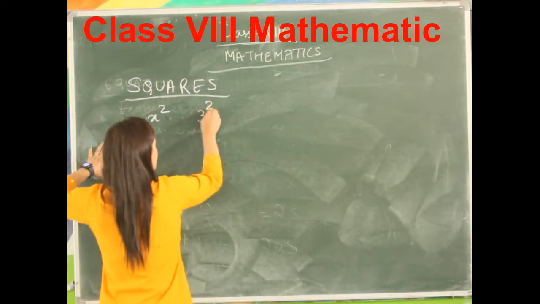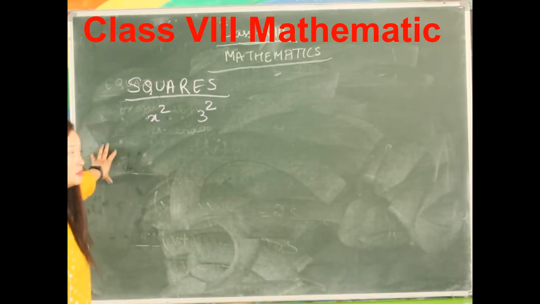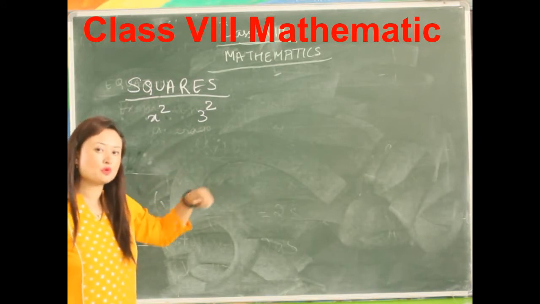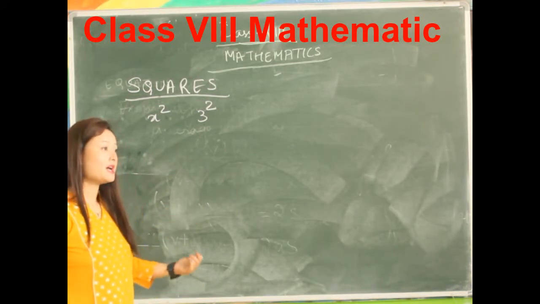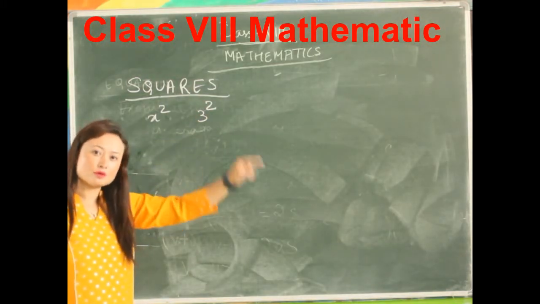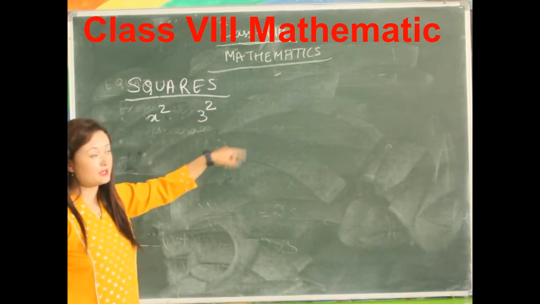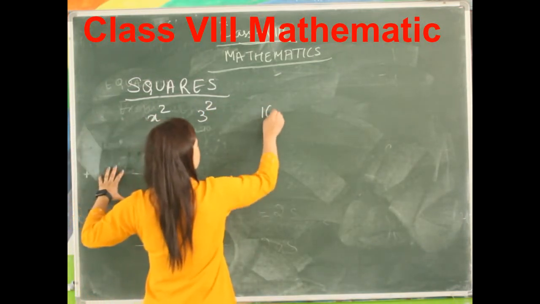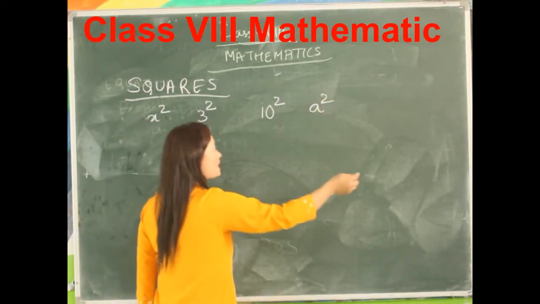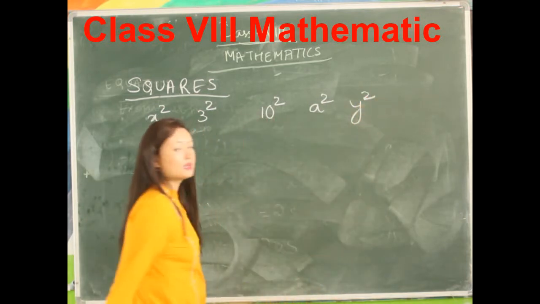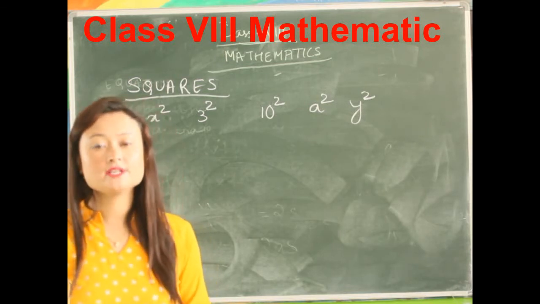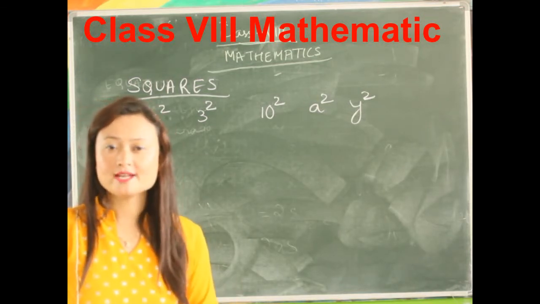If I write 3 to the power 2, what is the power of 3 here? It is 2. So instead of 3 to the power 2, I can read it as 3 squared. Similarly, 10 squared, a squared, y squared. So every time you have any number whose power is 2, you can read that number as square of that number.